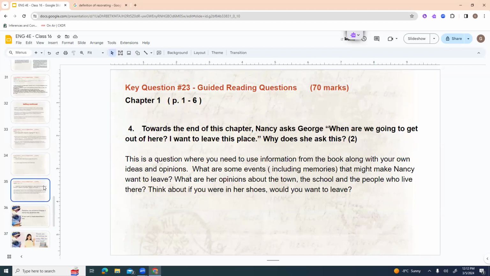All right, number 4. Towards the end of this chapter, Nancy asks George, when are we going to get out of here? I want to leave this place. Why does she ask this? This is a question where you need to use information from the book along with your own ideas and opinions. What are some events, including the memories that she's kind of reliving, that might make Nancy want to leave? What are her opinions about the town, the school, and the people who live there? Think about if you were in her shoes, would you want to leave and why? What's going on so far?